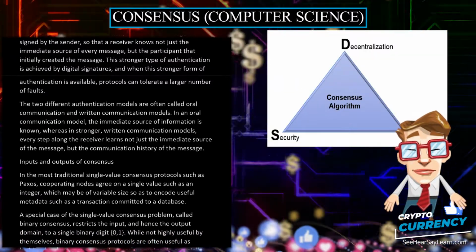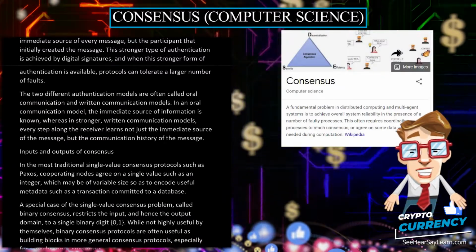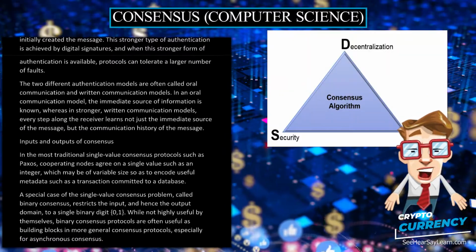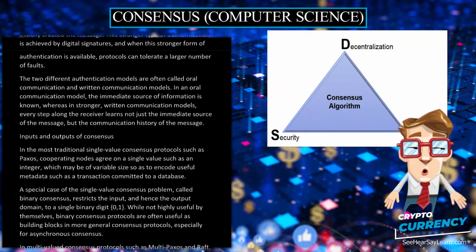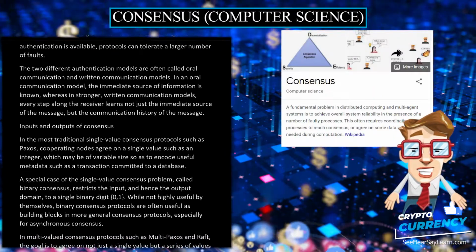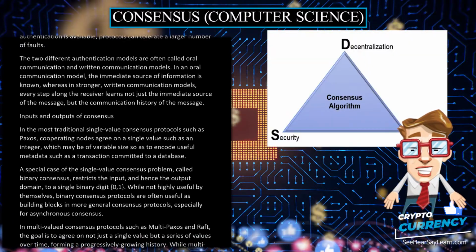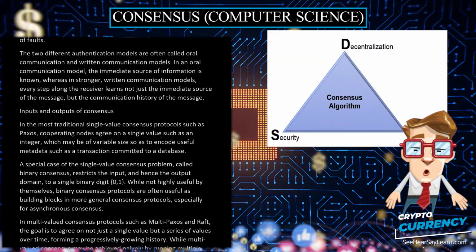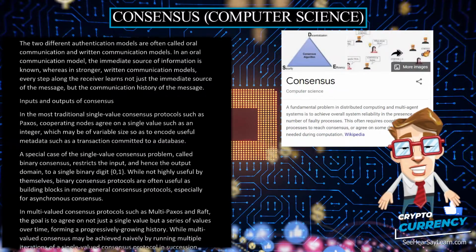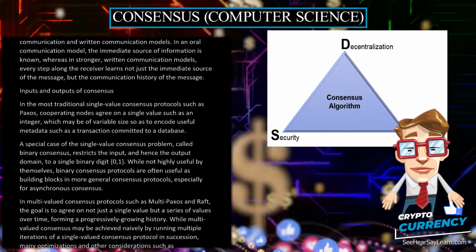Inputs and outputs of consensus. In the most traditional single-value consensus protocols such as Paxos, cooperating nodes agree on a single value such as an integer, which may be of variable size so as to encode useful metadata such as a transaction committed to a database. A special case of the single-value consensus problem, called binary consensus, restricts the input, and hence the output domain, to a single binary digit, 0 or 1.